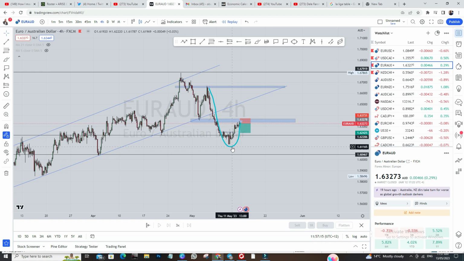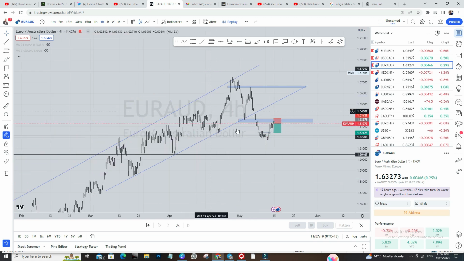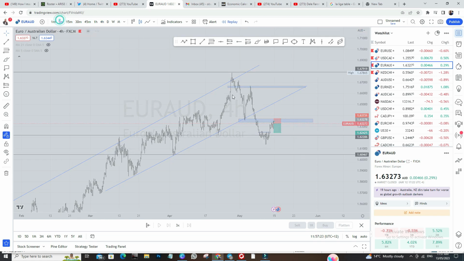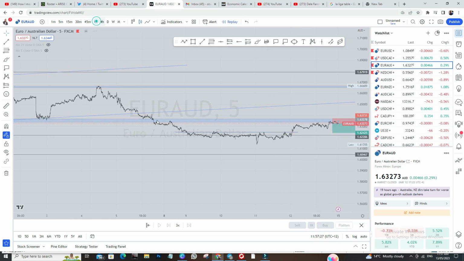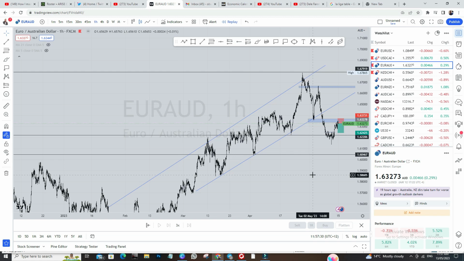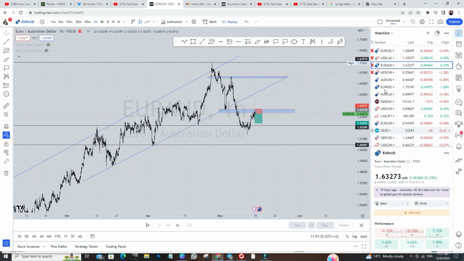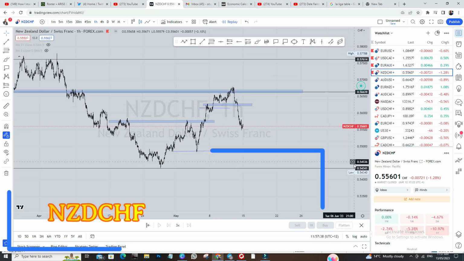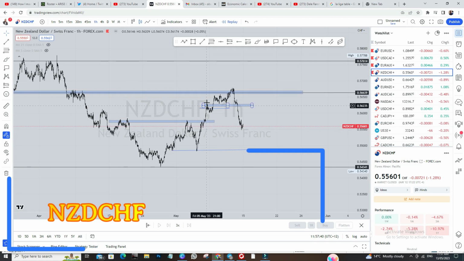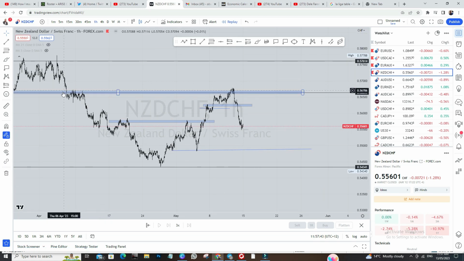Euro AUD. It's a very simple trade, and what I might even be doing is going to lower time frames to determine exactly what's happening on this particular pair. So we'll be looking forward to this pair, and just like that, I also have NZD CHF, which has actually been building up nicely. Then it reacted on this level and it has pushed to the downside.